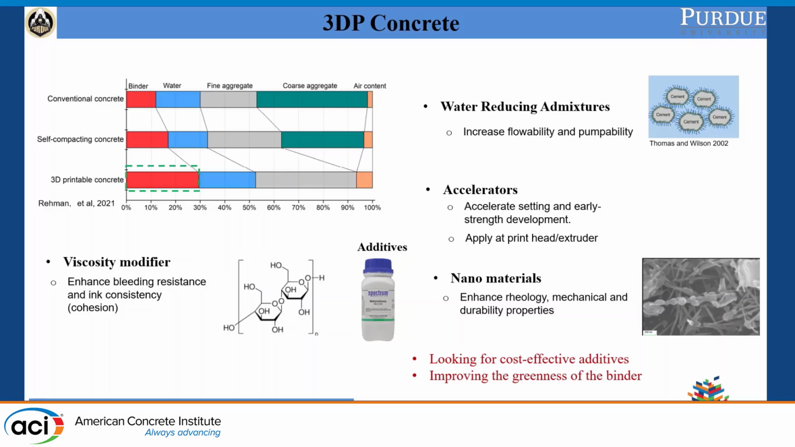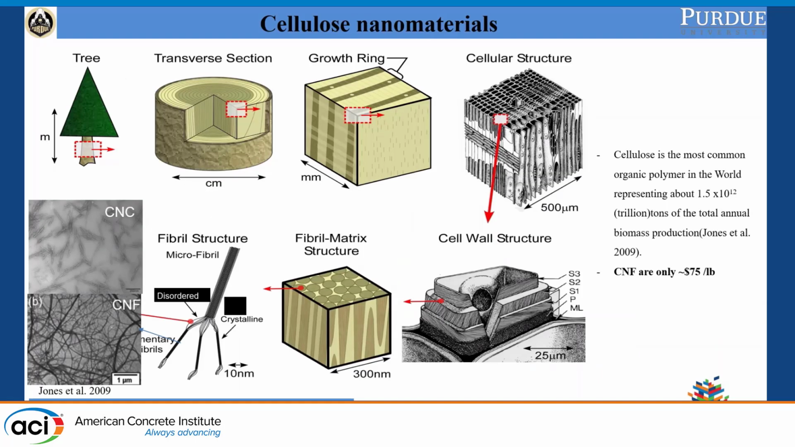The first one is we are looking for cost-effective additives. And the second one is, because of the large binder volume fraction we are using, we are also trying to increase the greenness of our binder. So the potential additive we are trying to study is cellulose nanofiber. It comes from wood or trees.